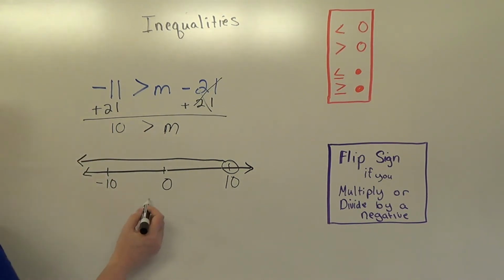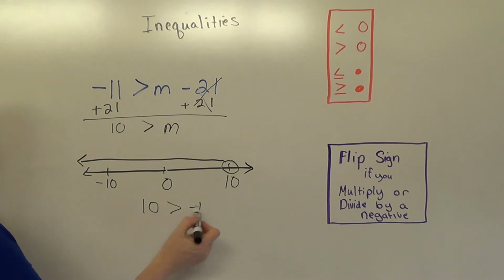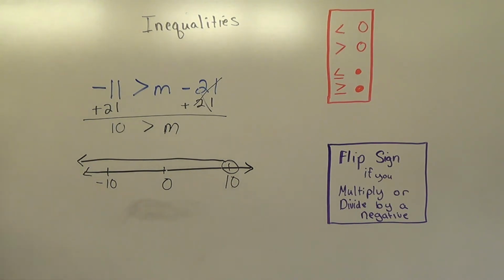So like, let's say that I took 10 is greater than, say I picked the number -1. Yes, 10 is bigger than -1, so that's a true statement. And this is how you graph the inequality. Let's take a look at another one.